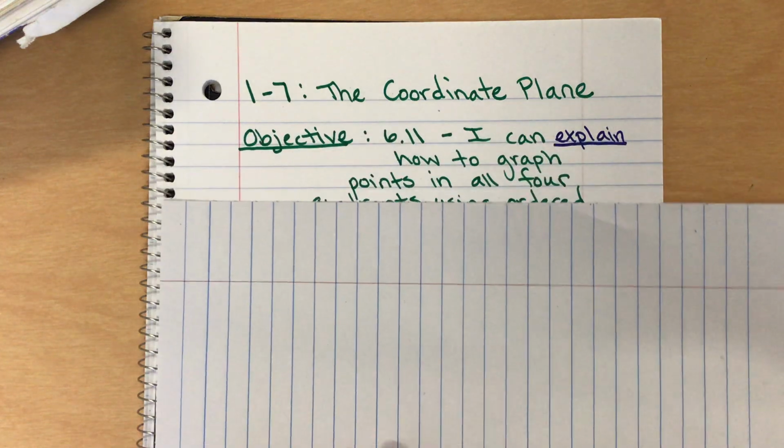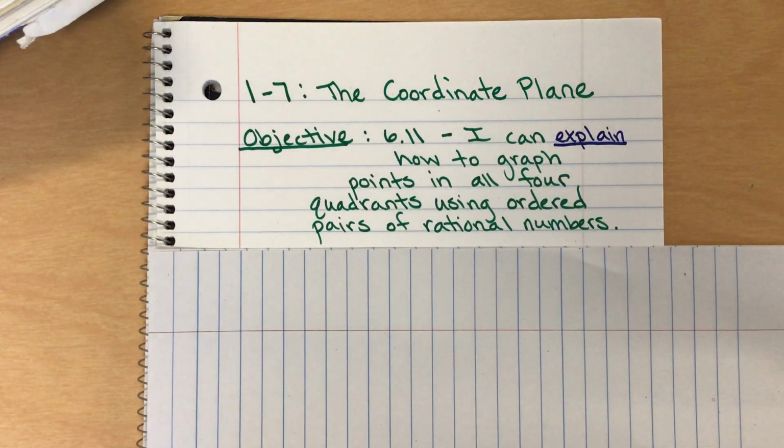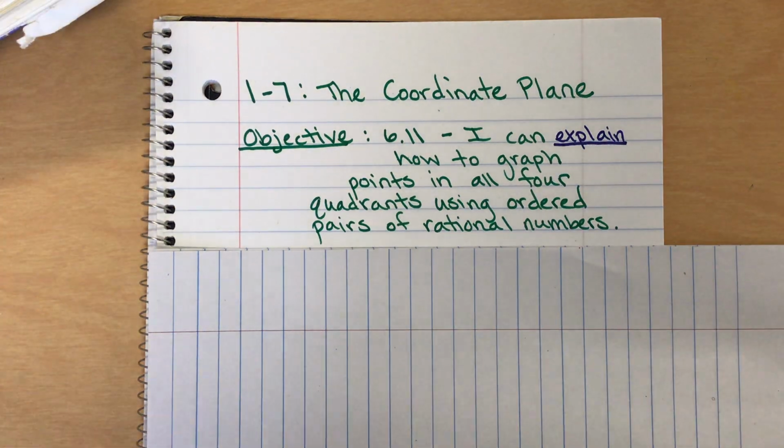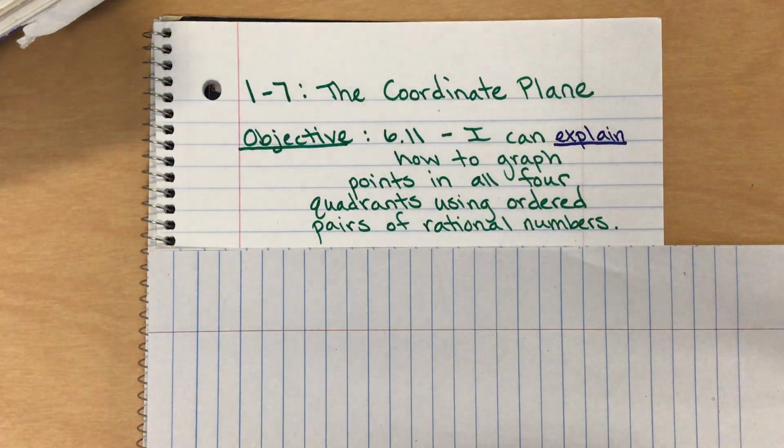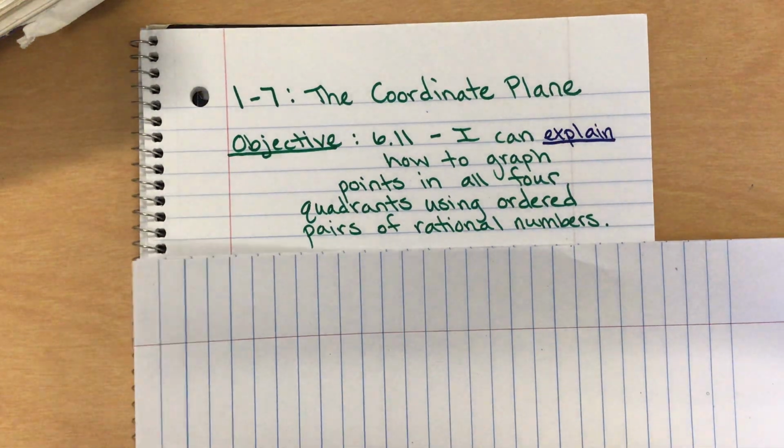Our objective is 6.11. I can explain how to graph points in all four quadrants using ordered pairs of rational numbers. And remember, rational numbers are any number that can be written as a fraction, which means they can also be written as decimals.